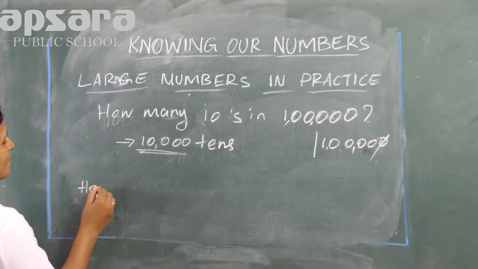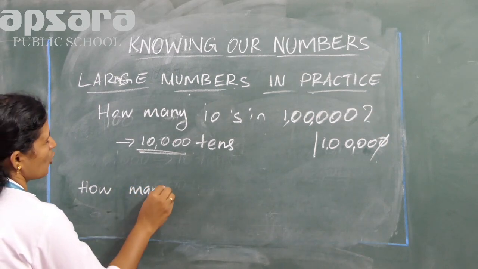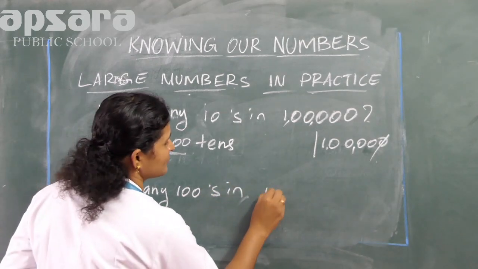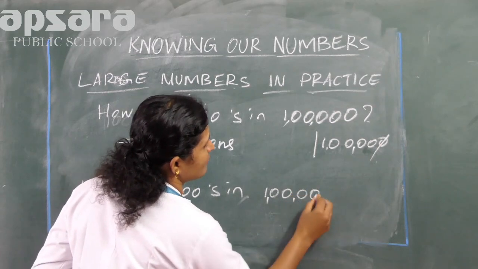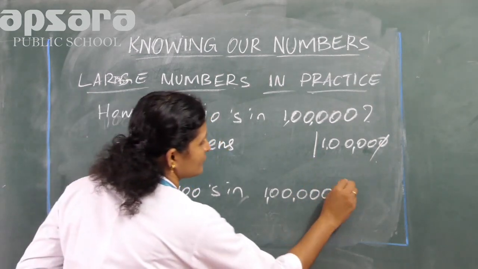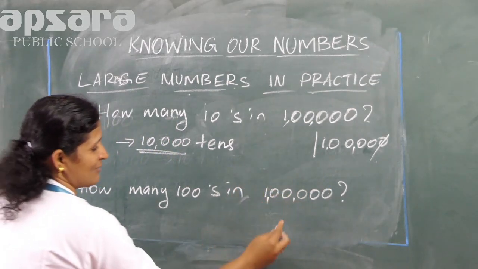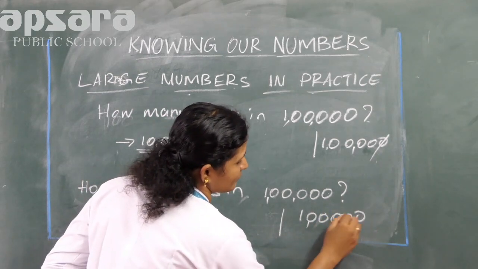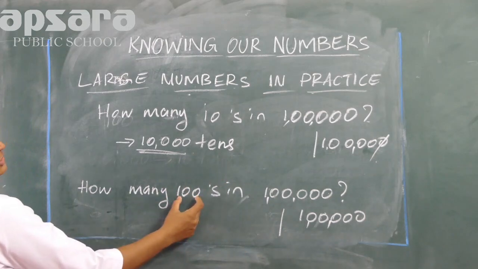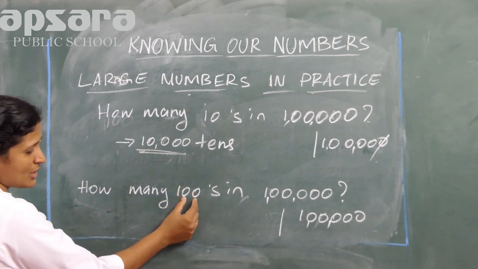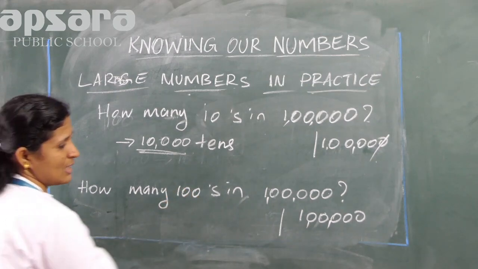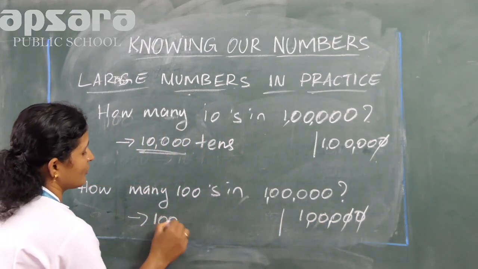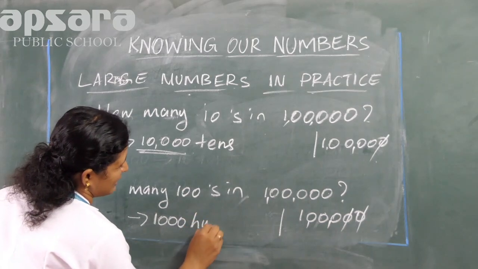How many hundreds in 1 lakh? How many hundreds in 1 lakh? Okay. So I told you, write the given larger number on the rough side. Okay, 1 lakh. And to which number did they ask you to split? Hundreds, right? In 100, how many zeros? There are 2 zeros in 100, right? Cancel those zeros from 1 lakh. So what is our answer? 1000 hundreds.